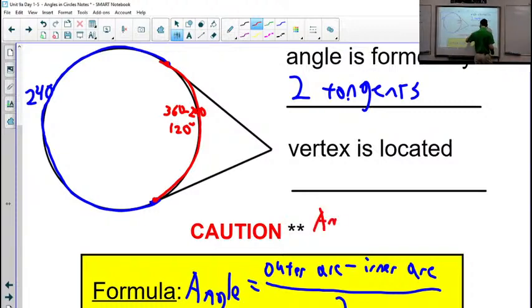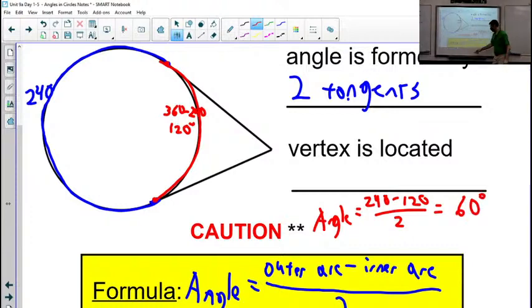So when I want to get the angle, it's going to be outer minus inner. I got my inner by subtracting from 360. My outer arc is 240. My inner arc is 120. 240 minus 120 is 120, divided by 2 is 60. So that's just giving a couple of extra examples here of the basic form of the formula.